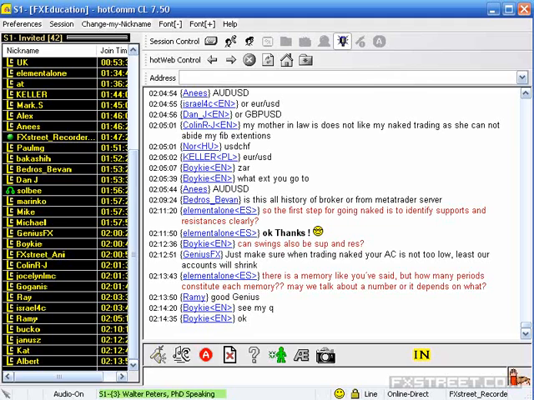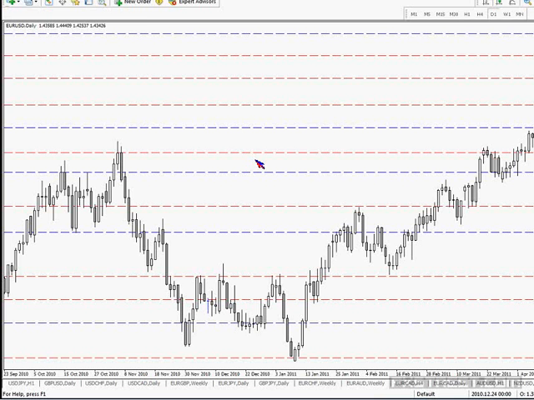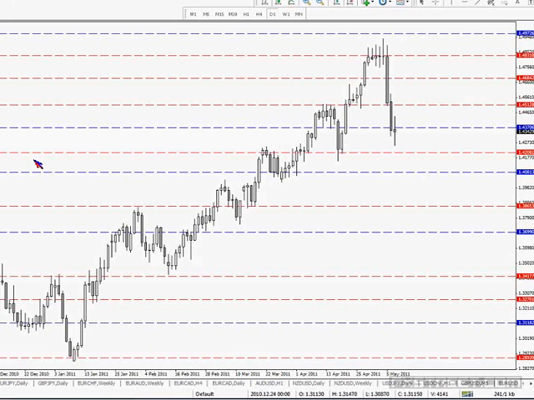Element, your question about how many periods constitute each memory is an interesting one, but it's not important how long ago it happened. It's more where it happened, if that makes sense. I just look for places where price has reversed. That's it. So it doesn't matter how long ago it was. It's just that it did it right there on the chart. I hope that helps.